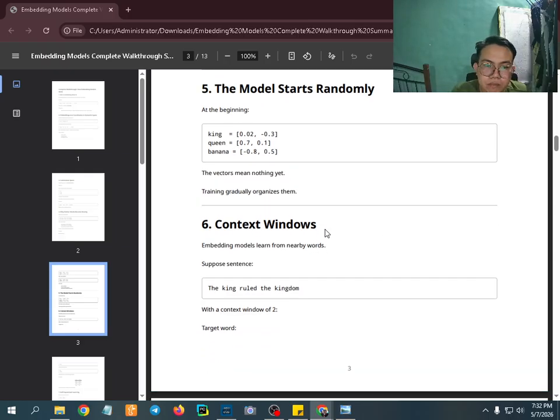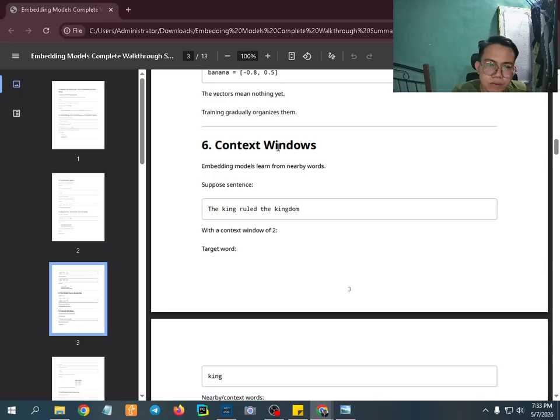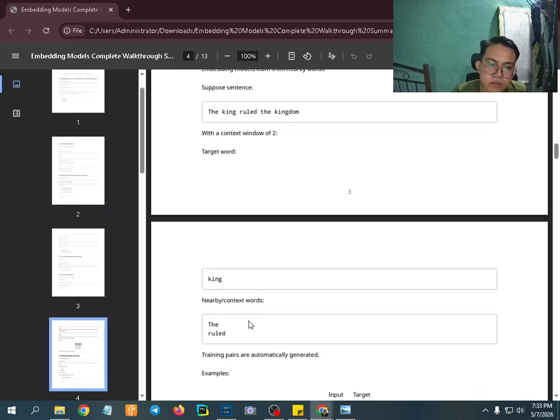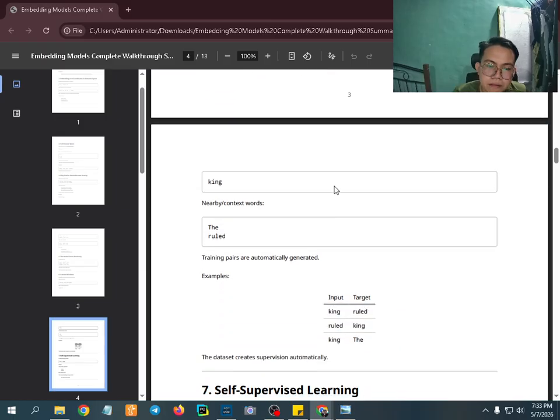Next is context window. What is a context window? Embedding models learn from nearby words. Suppose a sentence, "the king ruled the kingdom." With a context window of 2, if we target the word king, then the nearby context words become "the" and "ruled", because we step closer, one, two, one, and one, two, like that.